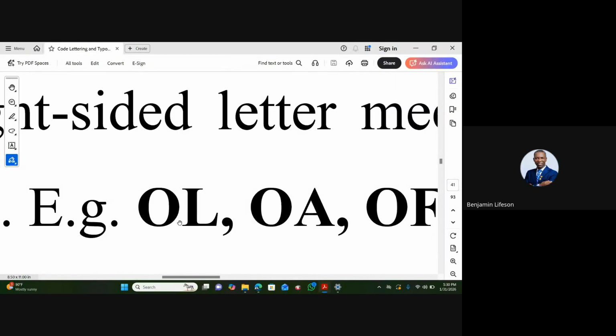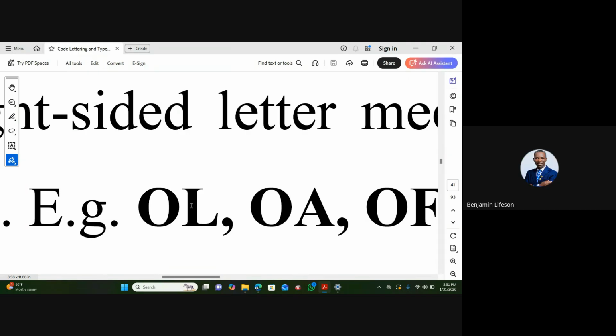So look at the loop. That is the curved part. We can't be calling it curve, it has a name: the loop. So this part is called what? The L, this part is called what? The stem. That is the stem.